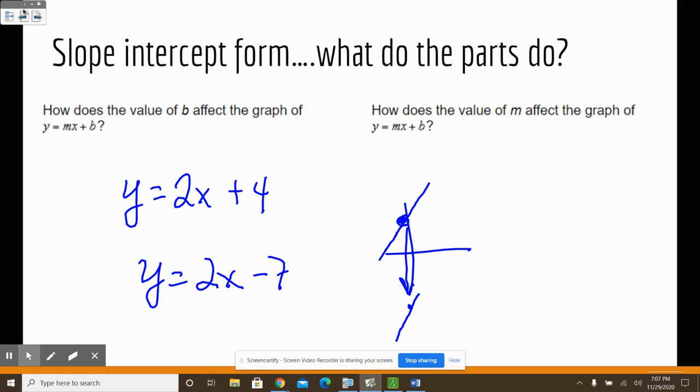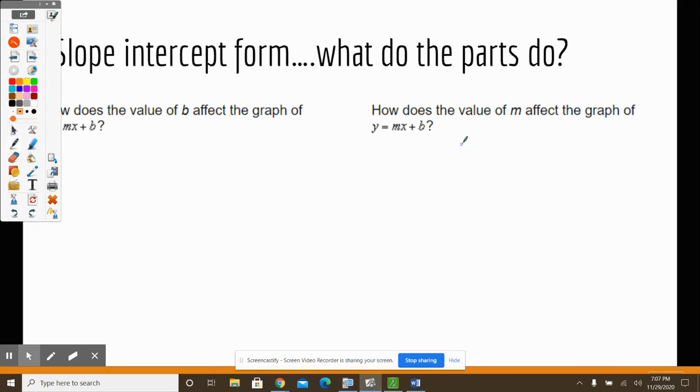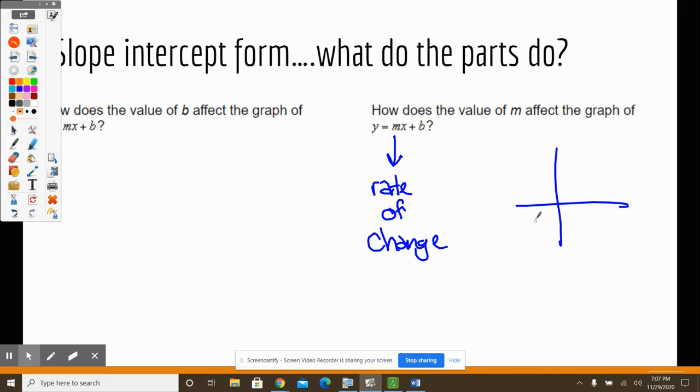What does the m do? M measures the steepness. M is that rate of change, the steepness of the graph, and it affects the tilt. So like if it was 2x, we said 2x plus 4 kind of looked like this, but if it was -1/2 x plus 4, then it would be flatter and a different tilt. Okay, so that's that rate of change. It affects the tilt or the slope.